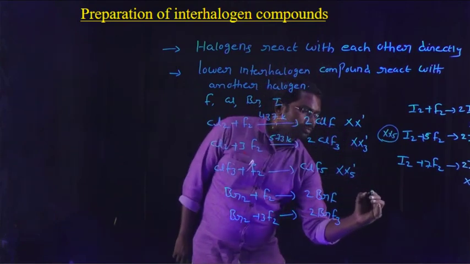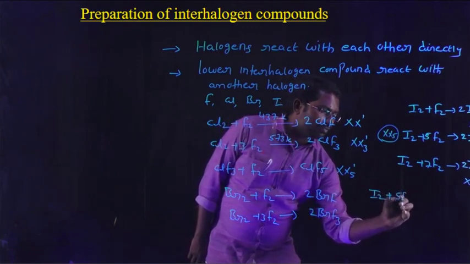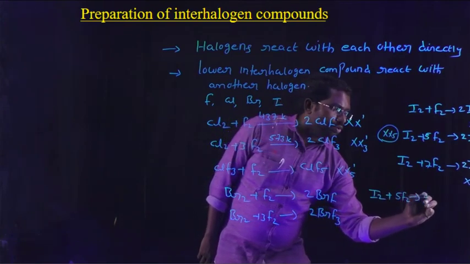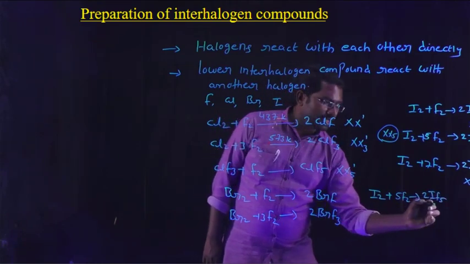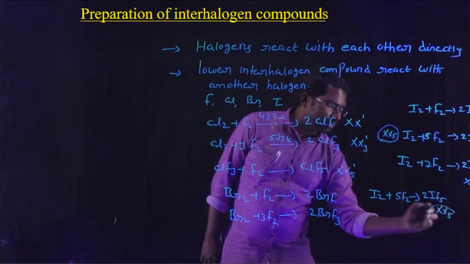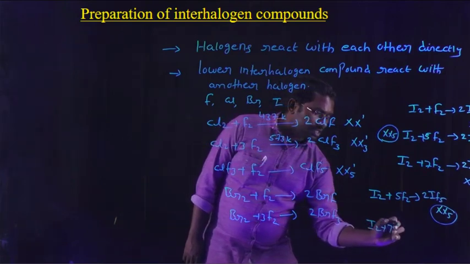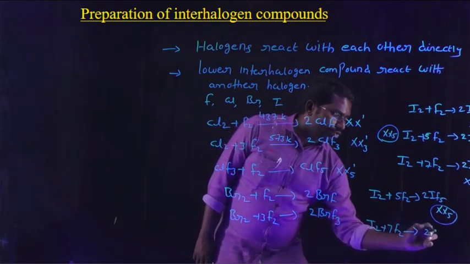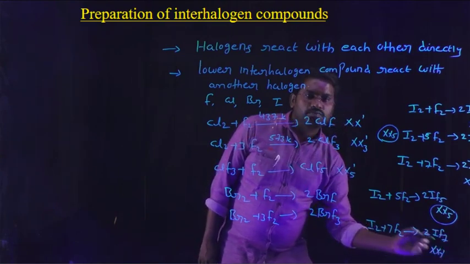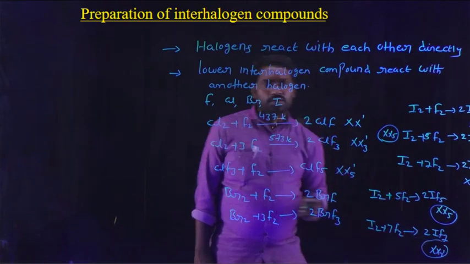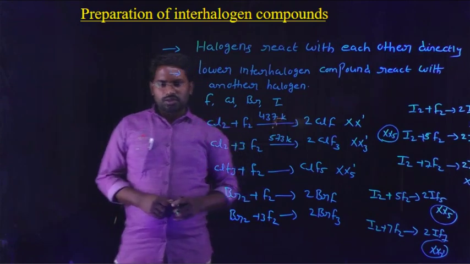So again write here I2 plus 5F2 gives rise to 2IF5. This is the XX5' type. And next one, I2 reacts with 7F2 and gives rise to 2IF7. This is the XX7' type of interhalogen compound. So these are all the main preparation methods of interhalogen compounds.